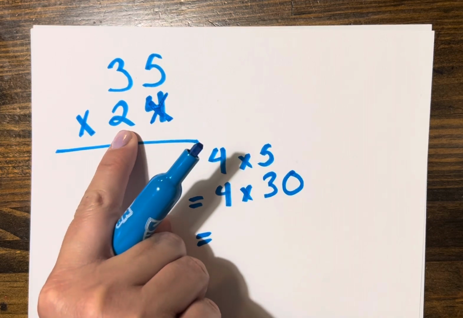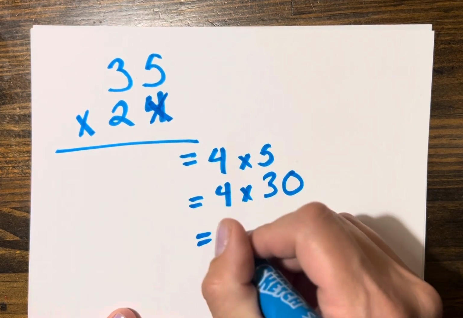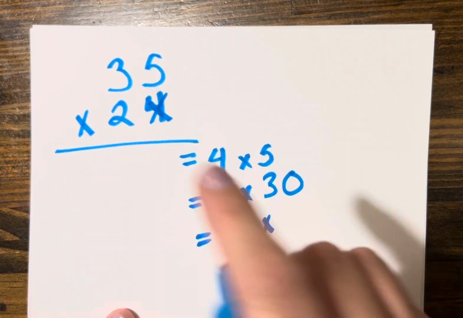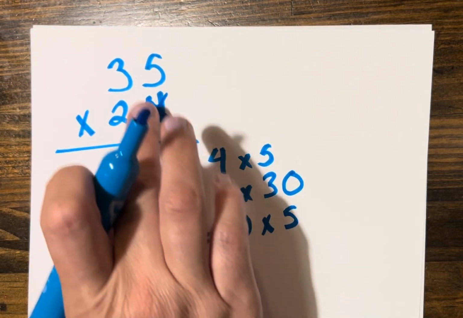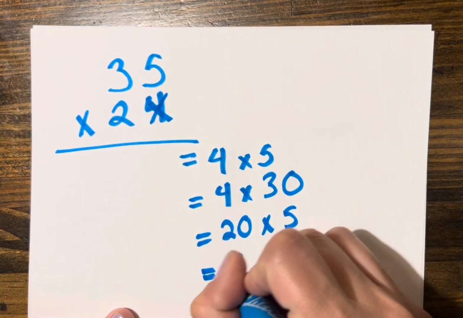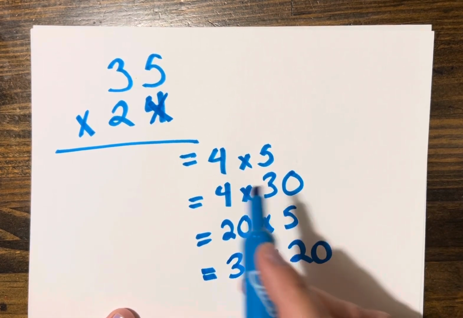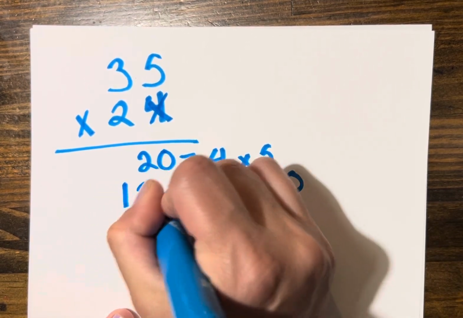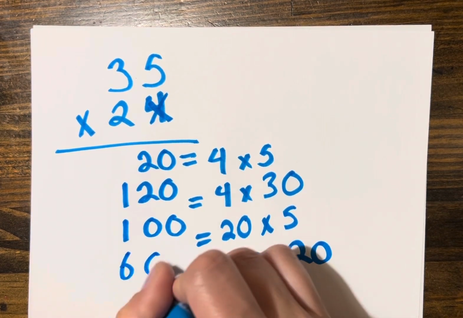So now I'm going to be multiplying the value of this 2. It's not just a 2, it's in the tens place, so its value is 20. I'm going to multiply 20 times 5. And I'm going to multiply 20 times 30. Four times 5 is 20. That's 120. That's 100 and 600.